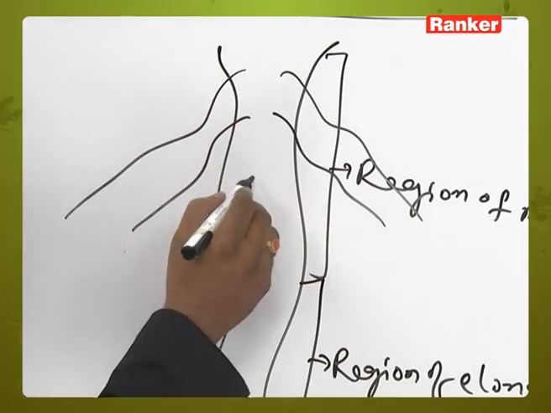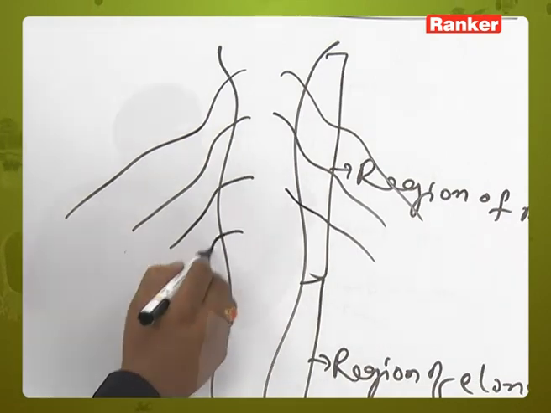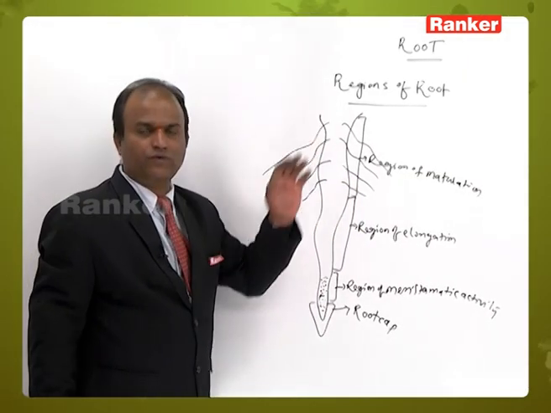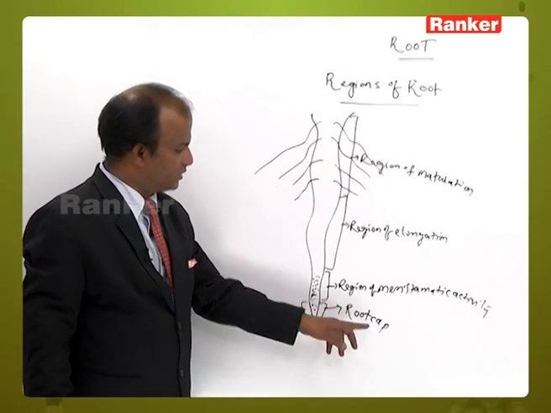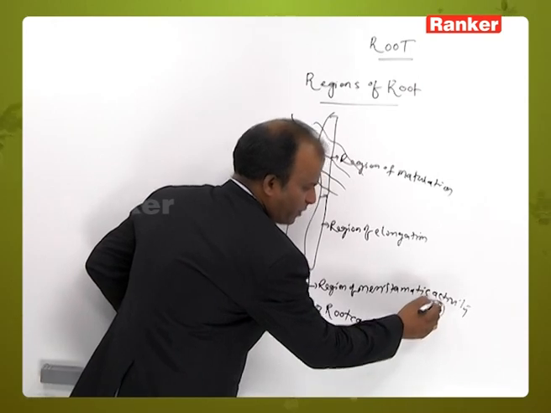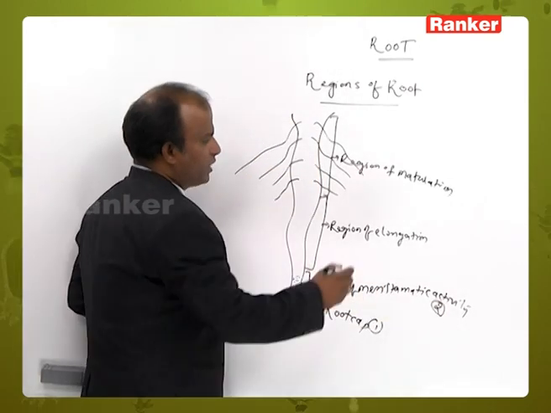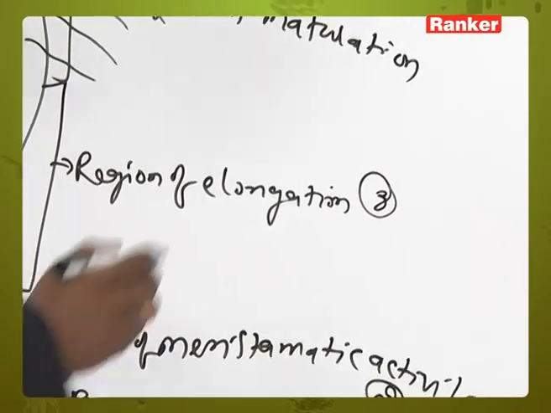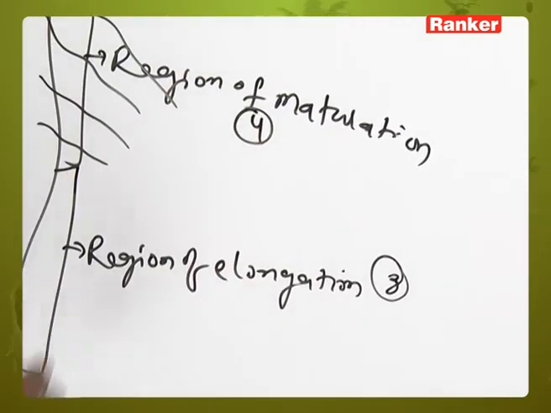Now, the regions of root, it shows 4 parts. One, it is nothing but root cap. And second one, it is nothing but region of meristematic activity. Third one, it is nothing but region of elongation. And the fourth one, that is nothing but region of maturation.